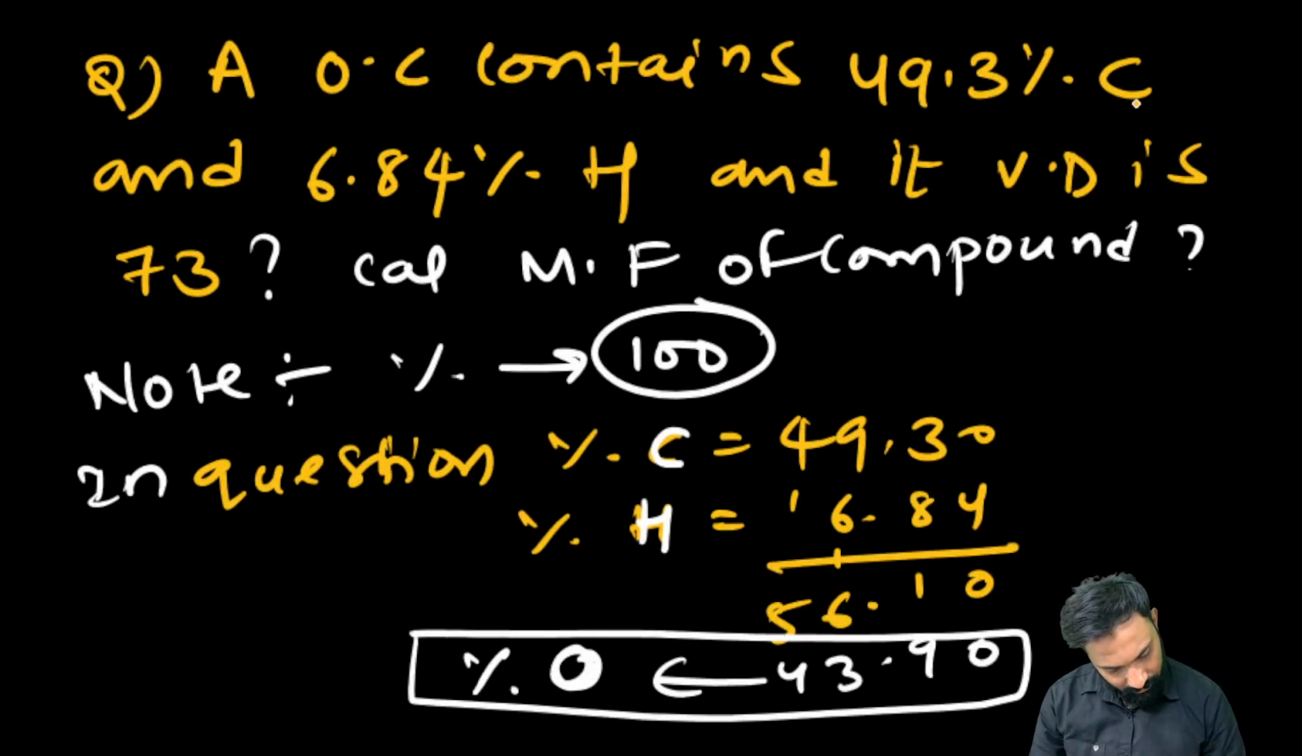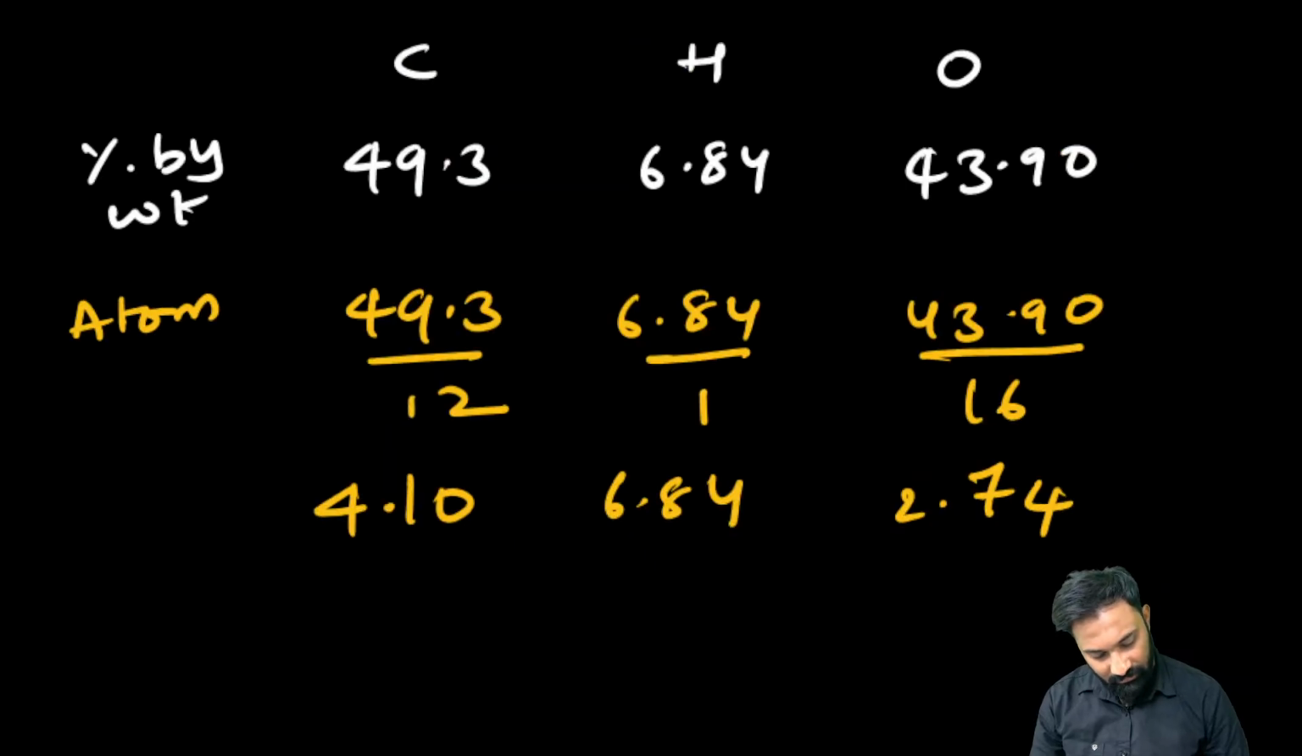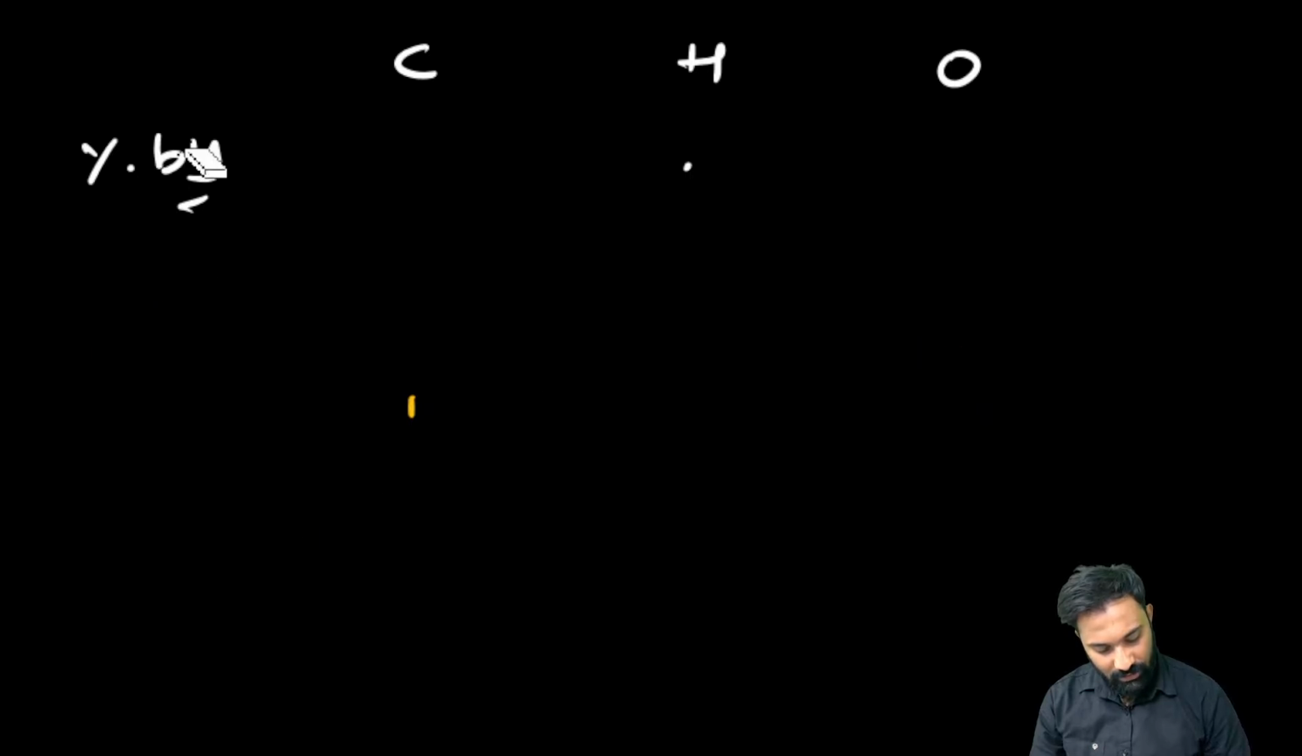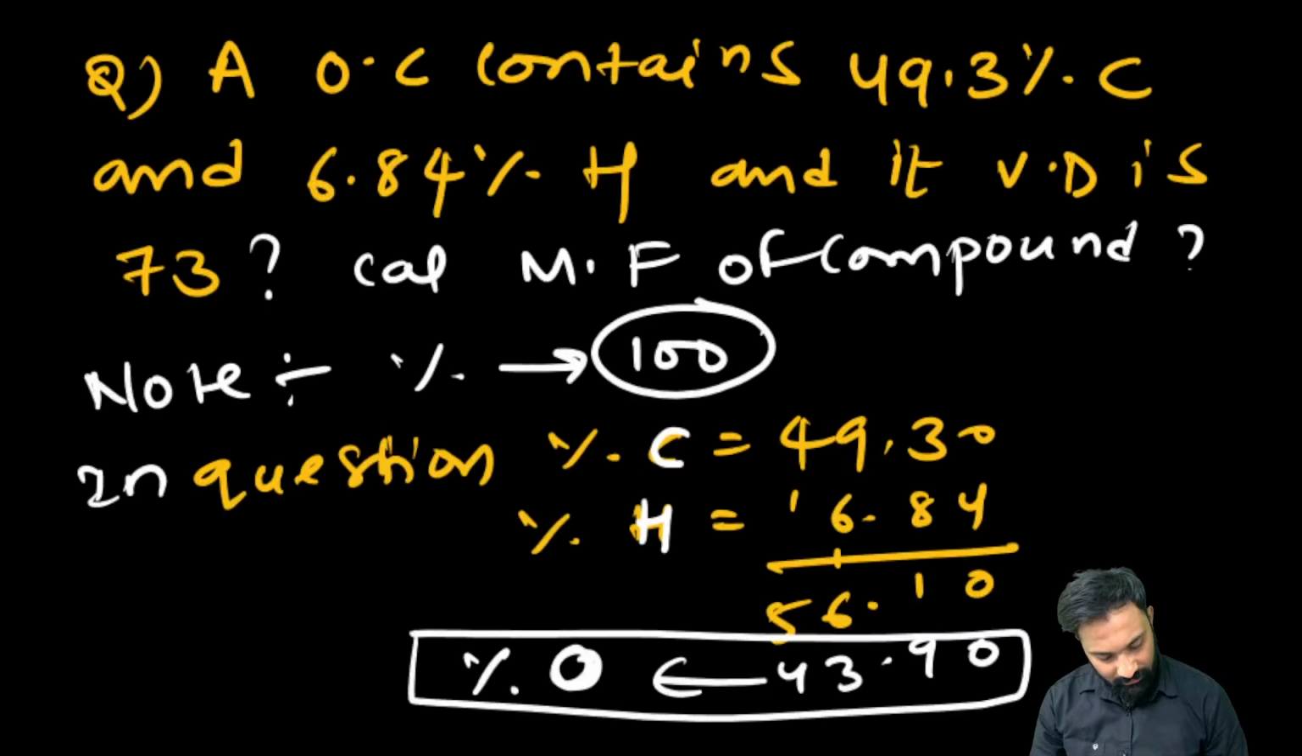Actually what have they given? Organic compound contains 49.3% of carbon and 6.84% of hydrogen. They have not given the weights, my dear friends, so we should not do it in this manner. In the question they have only given the percentages of carbon and hydrogen, and its vapor density is 73. Now can anyone say me the answer?